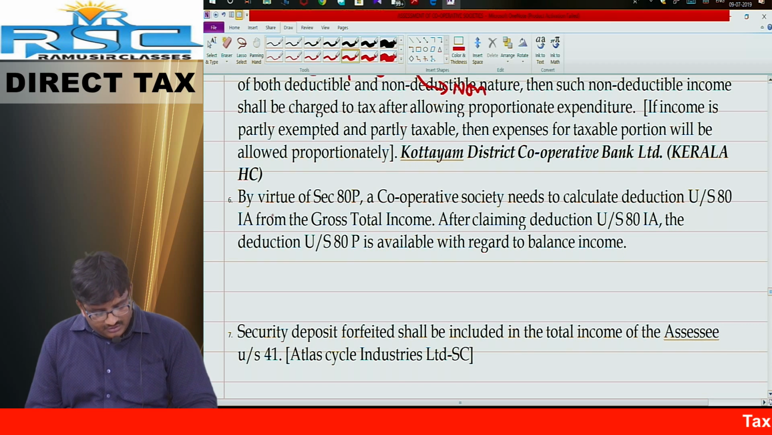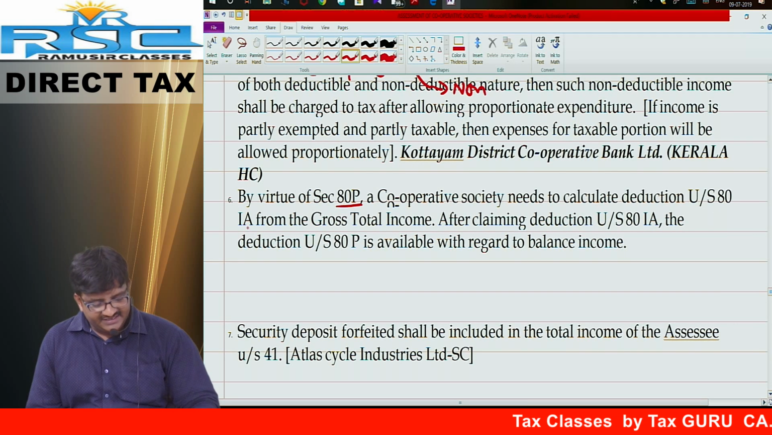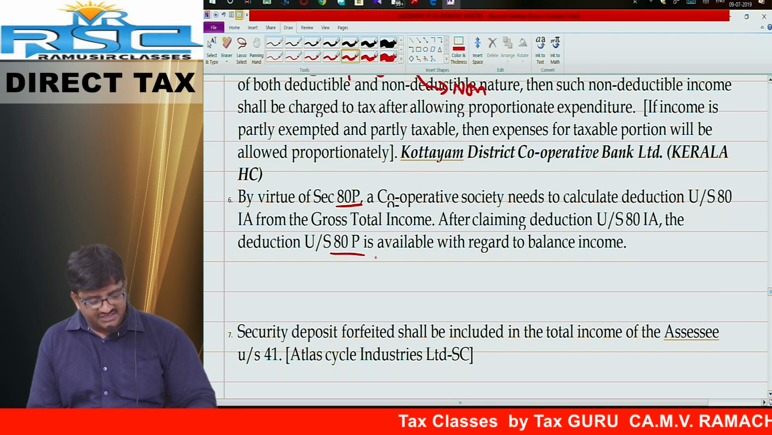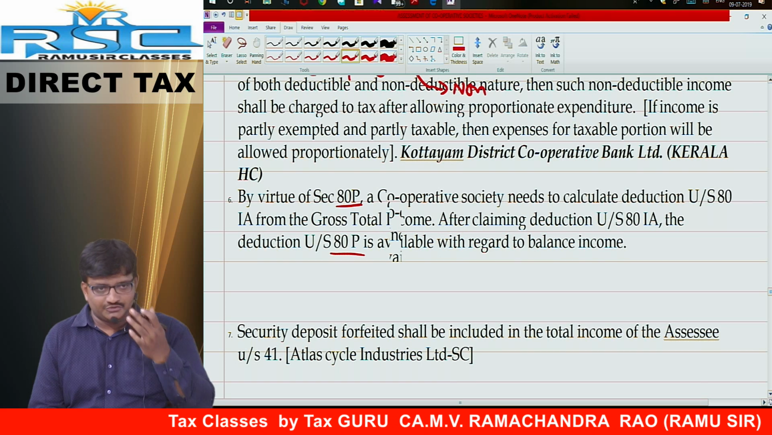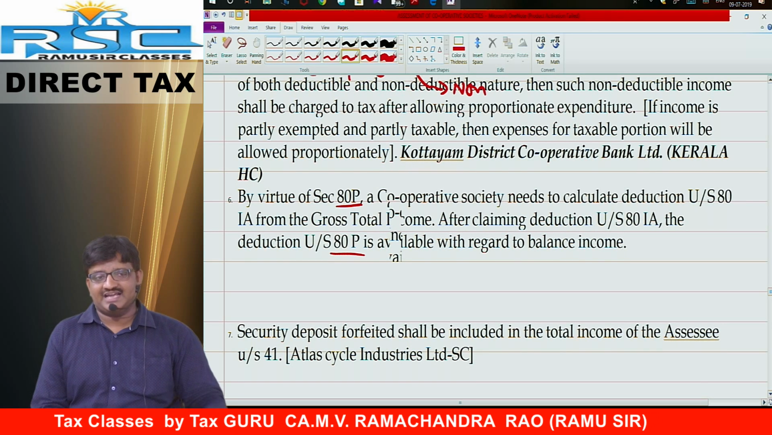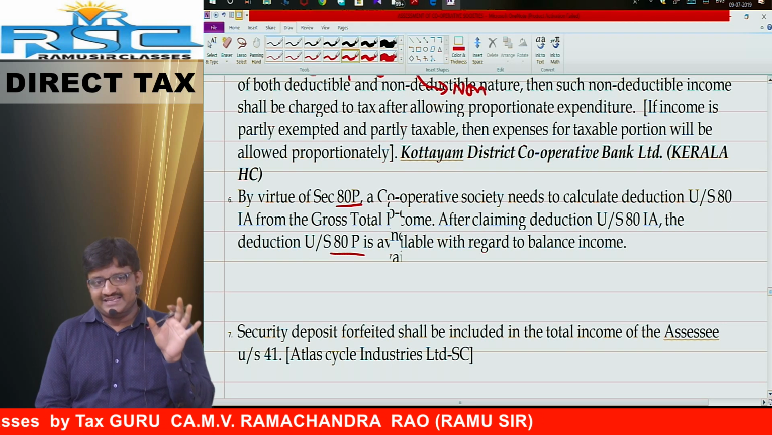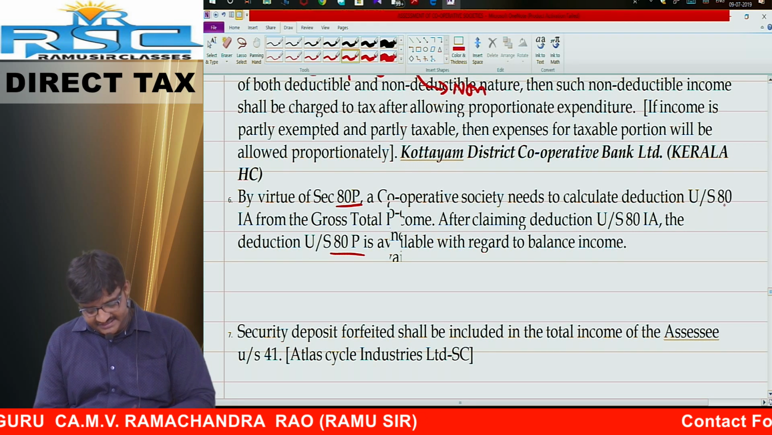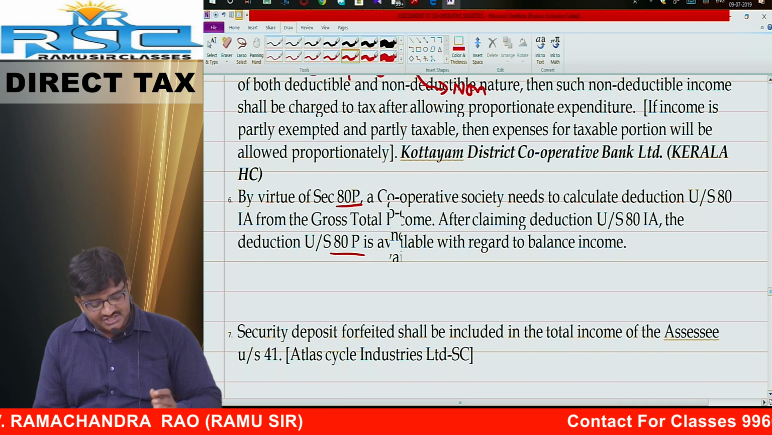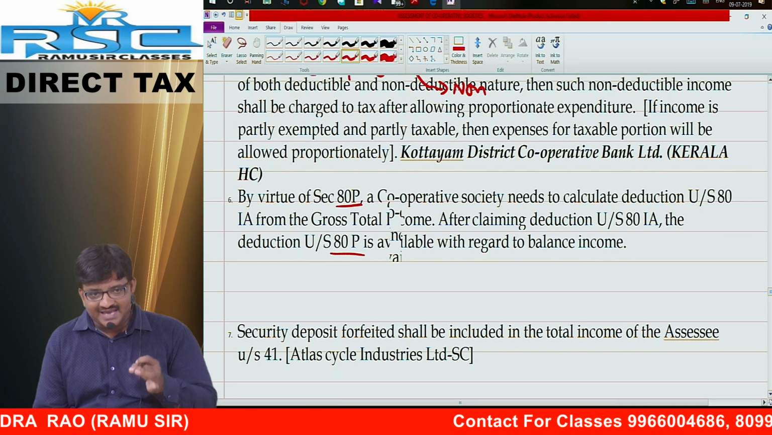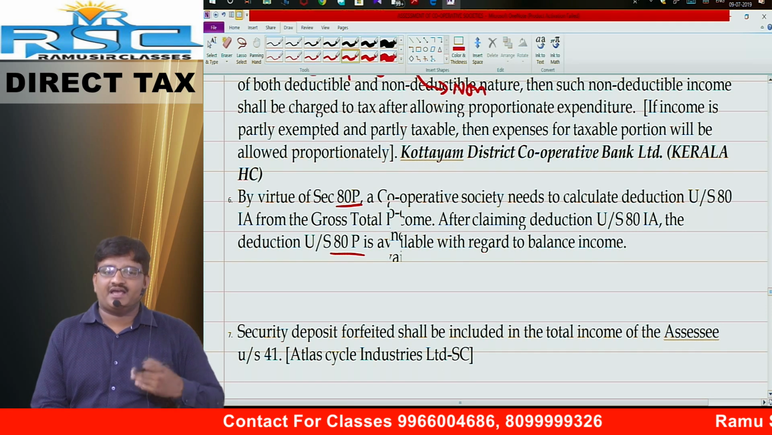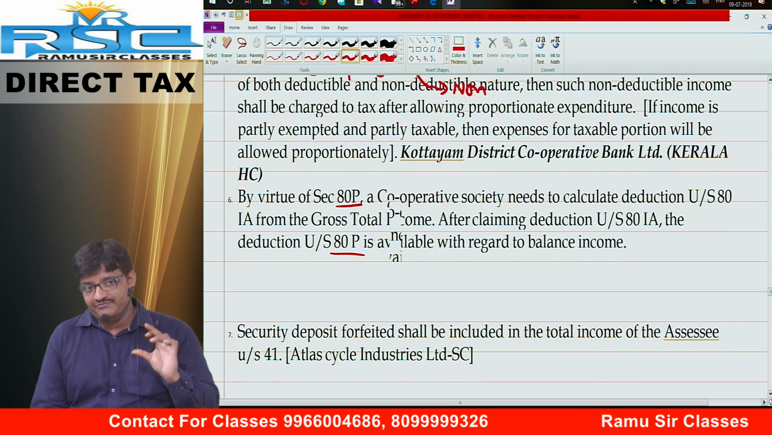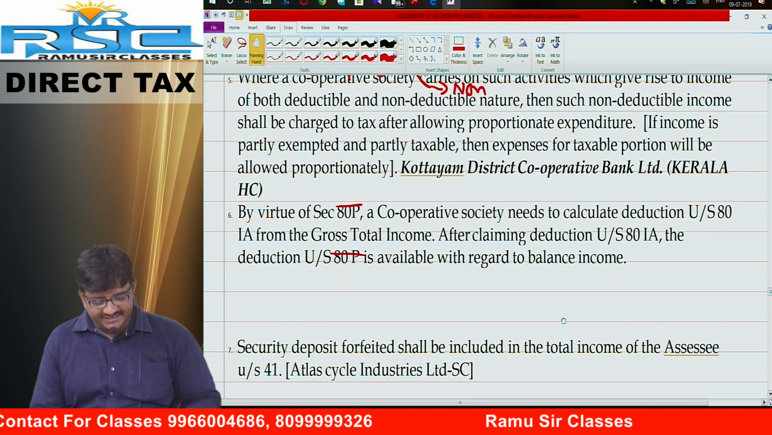Next one. By virtue of 80P, a cooperative society needs to calculate deduction under 80IA first. After that only we can claim deduction under 80P. Suppose one cooperative society started cold storage or warehouses, then they are eligible for 80IA or 80IB deductions. If they are eligible for 80IA or IB deduction, first provide the deduction under 80IA. After providing 80IA deduction, if you have any balance income, that balance income is subject to deduction under 80P. So first provide the deduction under 80IA, and after that only the balance income, if you have any, is eligible for deduction under 80P.